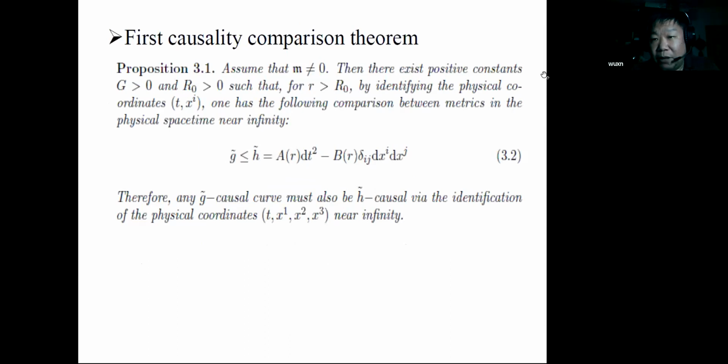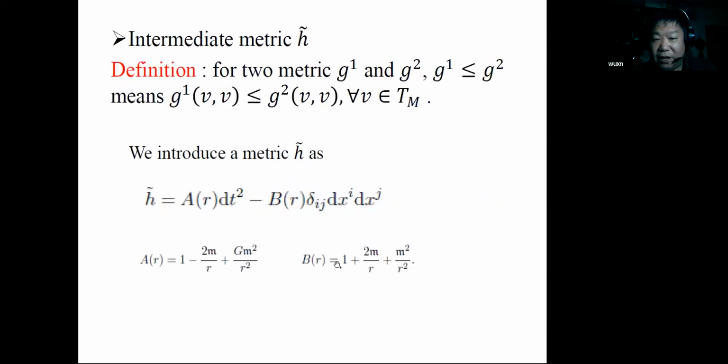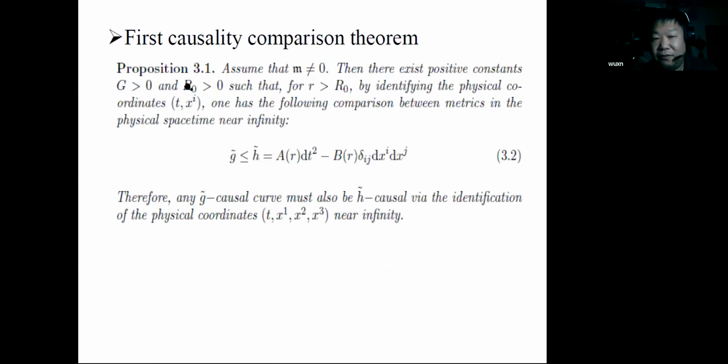Then we can always find a positive constant g bigger than 0. The g is just a constant in the function a. And you can also find another positive constant R0, such that if the radius is bigger than R0 in the neighborhood of spatial infinity, you can always have the following control. That means the metric H tilde introduced by us is always bigger than the G tilde. The G tilde is the physical metric here.